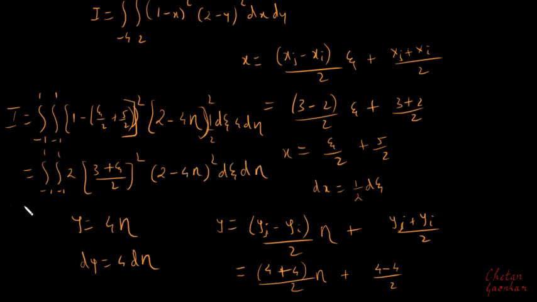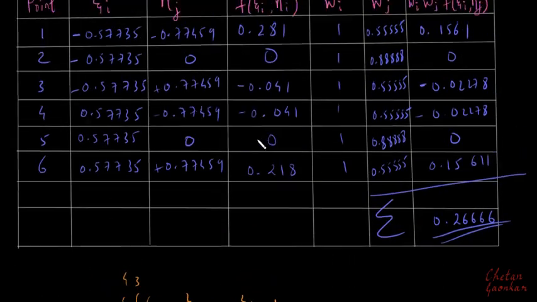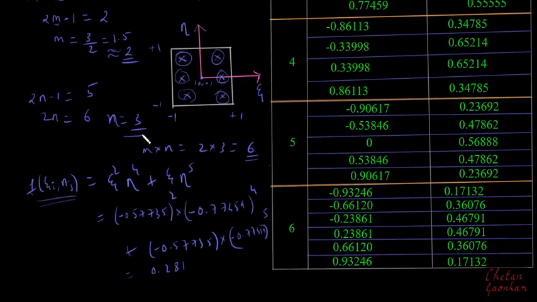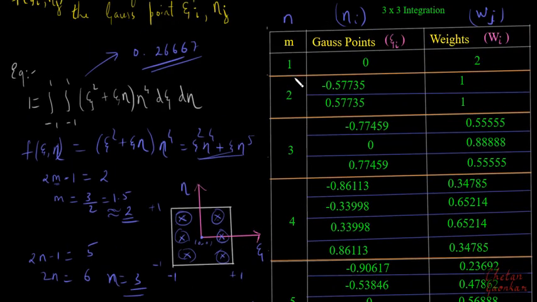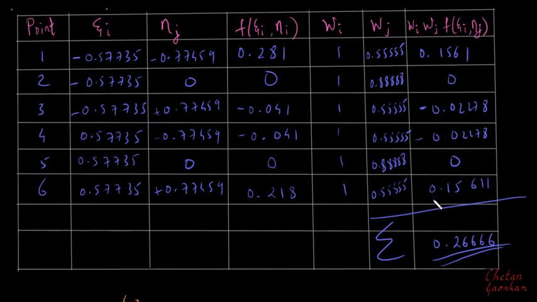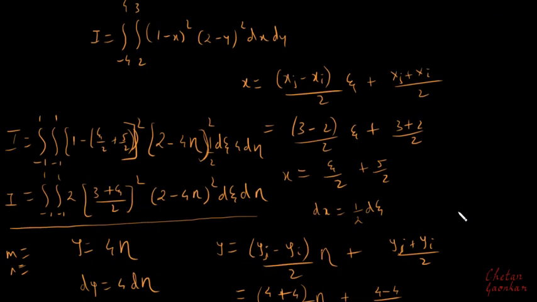And once I get this given integral in this form, I can straight away start finding what is m and what is n, then again the procedure will be the same. Once I find what is m and what is n, then again we'll have to locate, for particular m and n, what will be our Gauss points and weights, make this table, substitute it, and then finally find the value of the given integral.